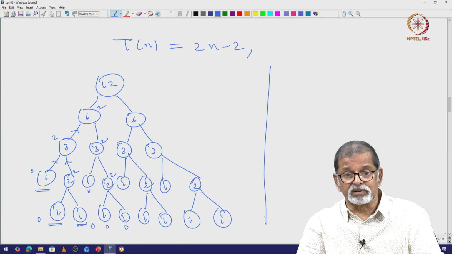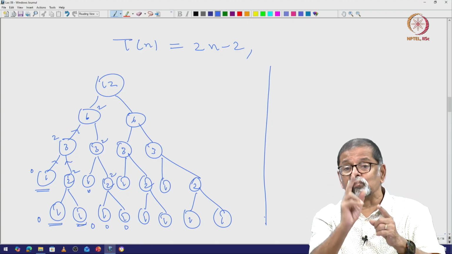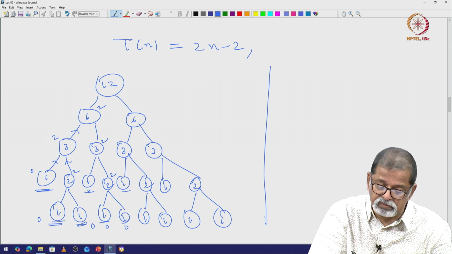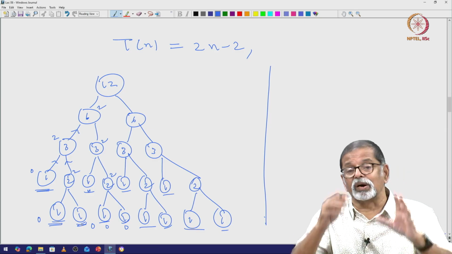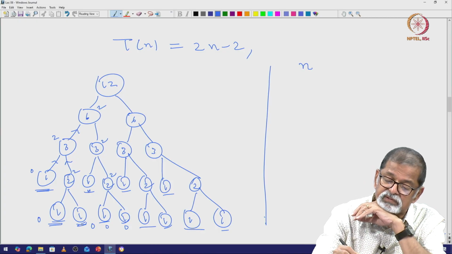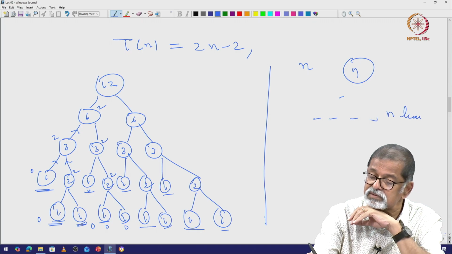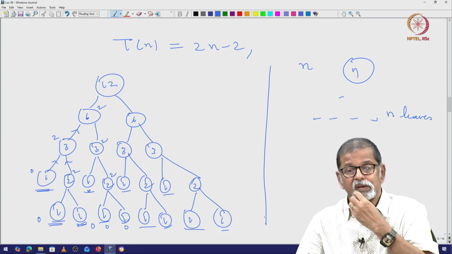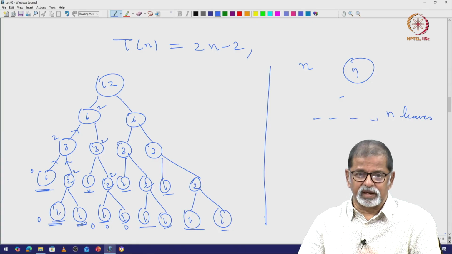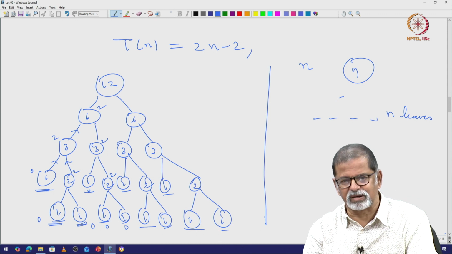In other words, this whole tree, this is for 12. You have to keep splitting until you get 1. So how many leaves do you need? 1, 1, 1, 1, 1, 1, 1. 12 leaves. So in general, if I have n, it will have n leaves. It is a binary tree, right? Full binary tree, which means every internal node has got 2 children. Leaves of course will not have any.